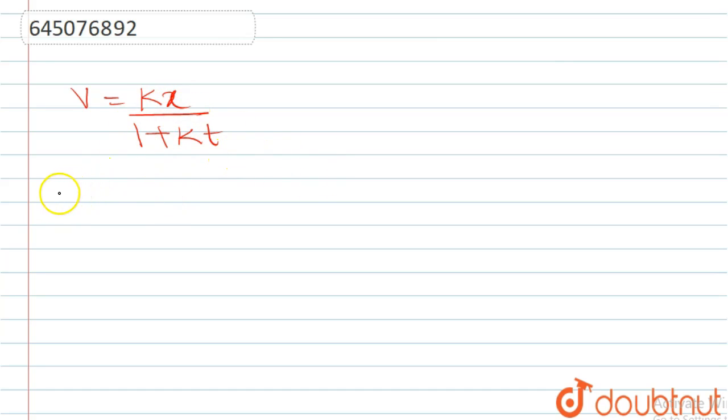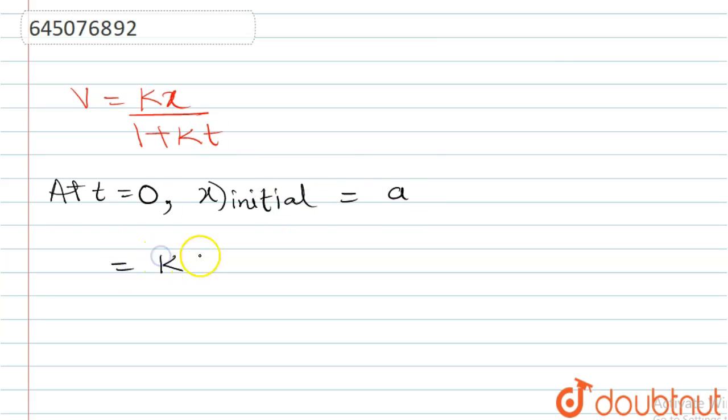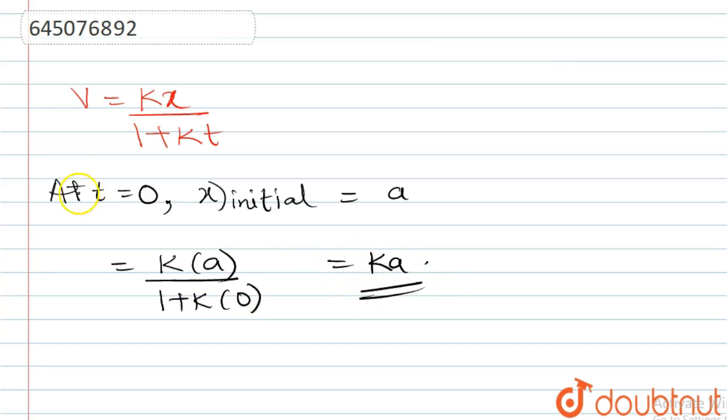And we have to calculate at time t equals 0. So we put the value of time t equals 0, and at time t equals 0 the initial value of x equals a. On putting the value, this will be equal to k into a upon 1 plus k into 0, so this value comes out to be k into a. So this is the value of the speed, which is equal to k into a.